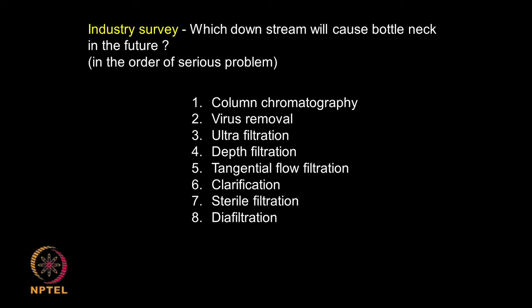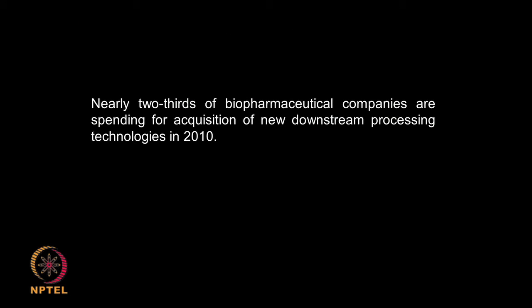Nearly two-thirds of biopharmaceutical companies are spending on acquiring new downstream processing technologies. So, they are looking around at what type of technologies are available. Two-thirds is a big number of companies who are worried about downstream and how to acquire new technologies.